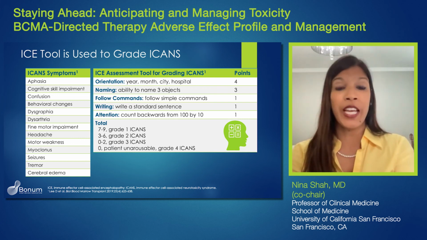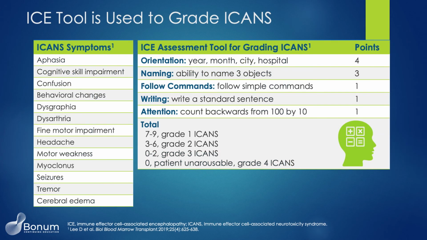So if a patient has answered all of those and seems to be having no neurocognitive symptoms, that person would be grade 0 or not have any ICANS. But if they have a score of 7 to 9, they would be grade 1, 3 to 6, grade 2, 0 to 2, grade 3, and 0, the patient would have grade 4 ICANS by definition.